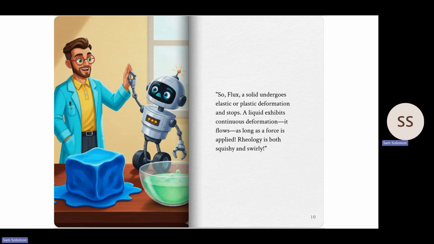"So, Flux, a solid undergoes elastic or plastic deformation and stops. A liquid exhibits continuous deformation. It flows as long as a force is applied. Rheology is both squishy and swirly."